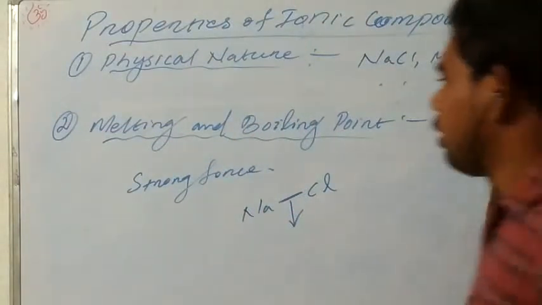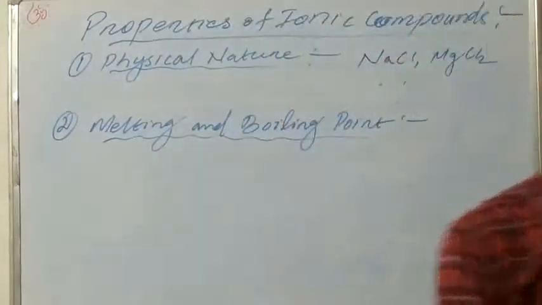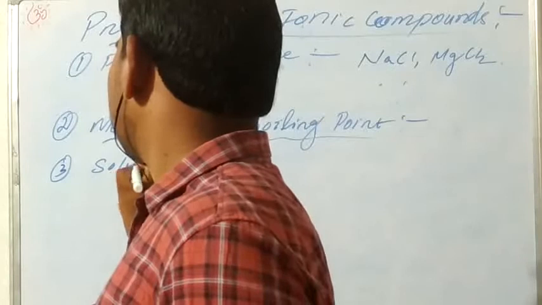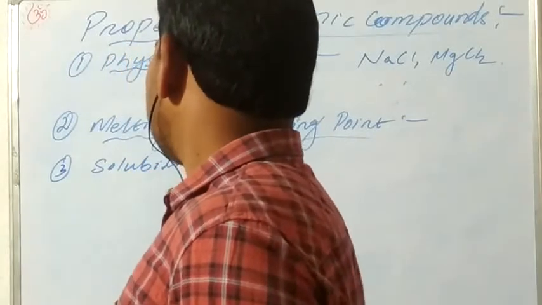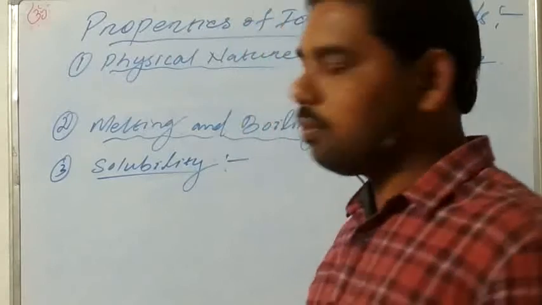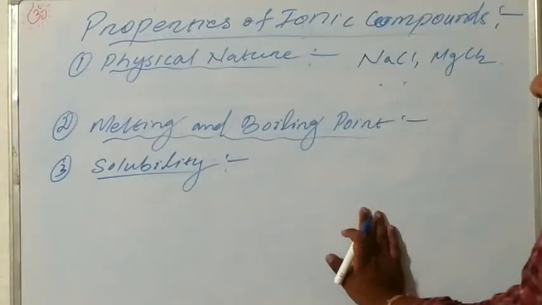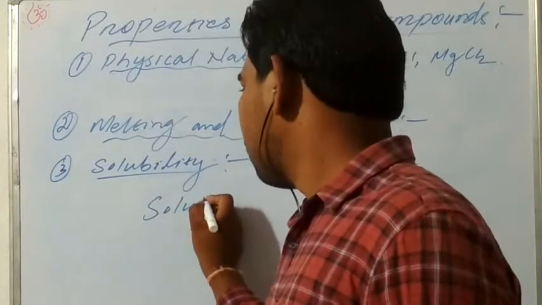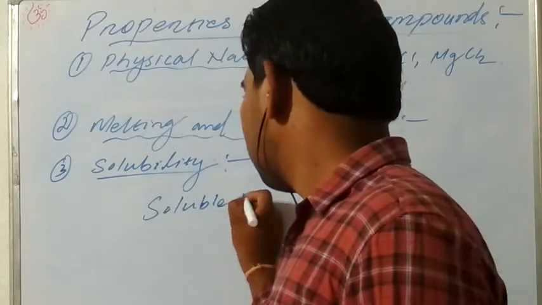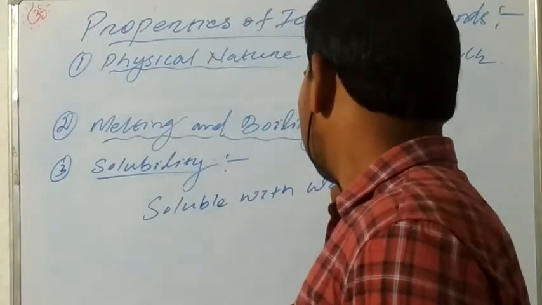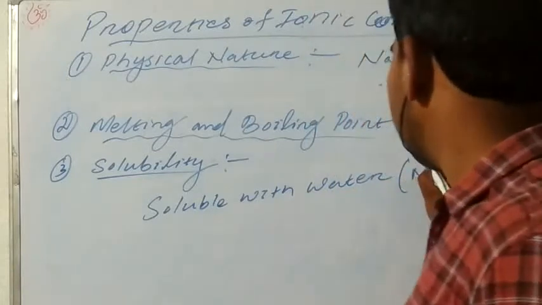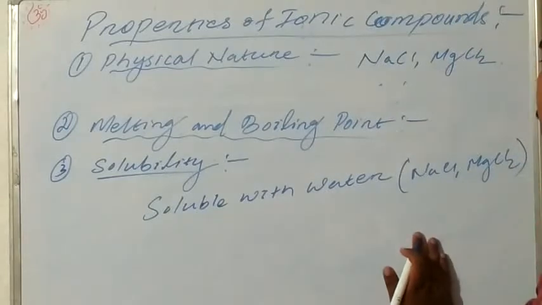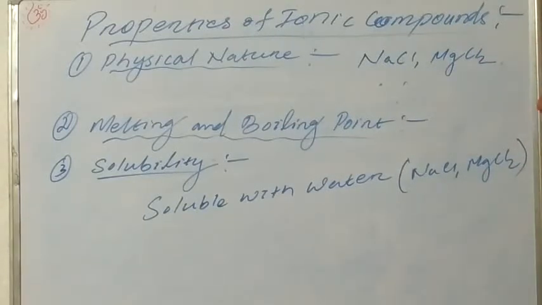So next property is solubility. The third property is solubility. Solubility means the ability to dissolve, or dissolving capability. It is called solubility. So ionic compounds are generally soluble in water. Ionic compounds like NaCl, MgCl2 are easily soluble in water, like sodium chloride, the salt, dissolves.